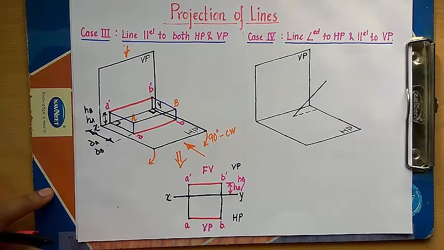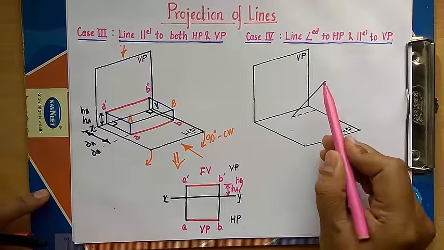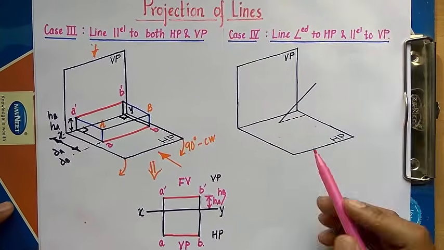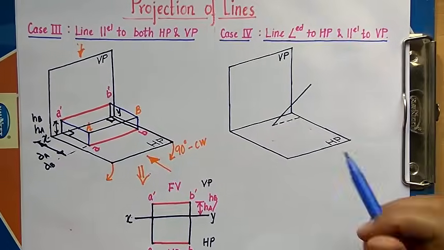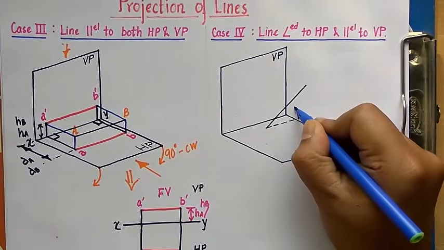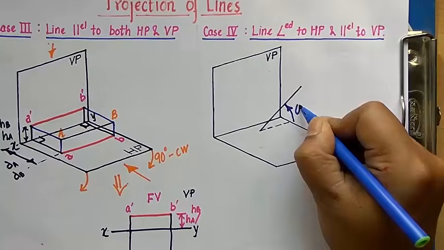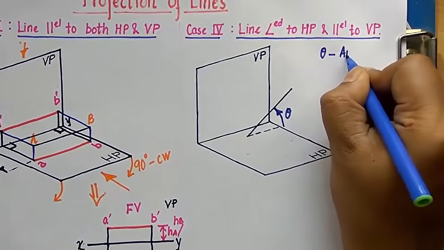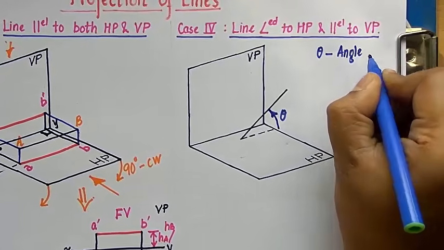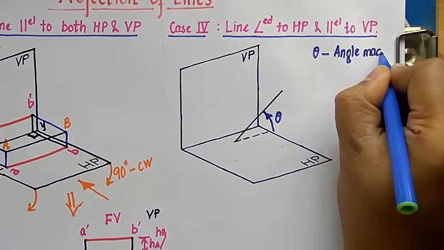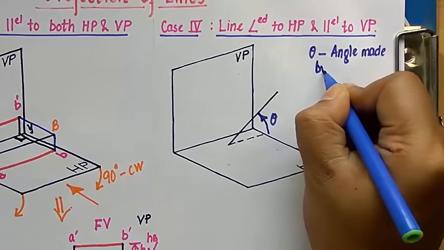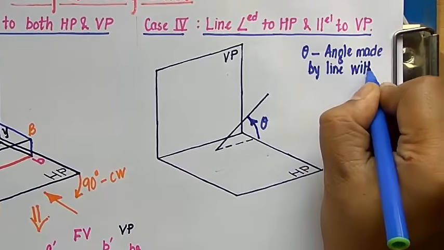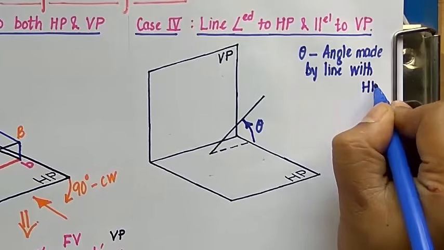Now the next thing that we'll be dealing with is a line inclined to HP and parallel to VP. So this over here represents a line which is, you can clearly see that the line is inclined to the horizontal plane, let us say by an angle theta. So we'll write a convention. Theta is the angle made by the line with the horizontal plane. I'll write in short HP.